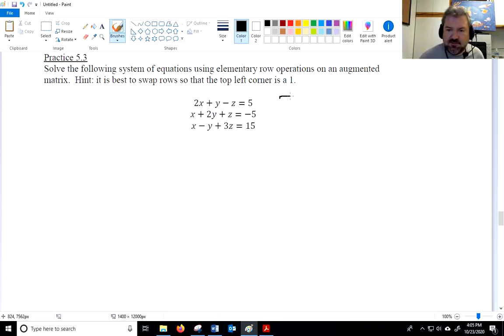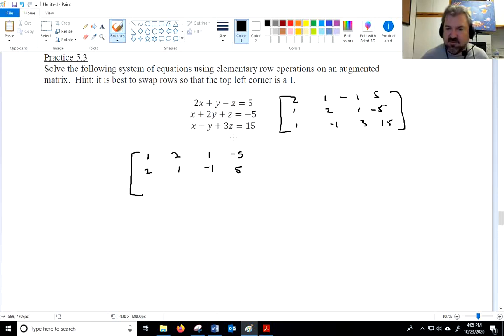So if we just start off right here, we have 2, 1, -1, 5. Then we've got 1, 2, 1, -5. And then we've got 1, -1, 3, 15. It would be best if we just kind of rearrange that. So I'm going to swap some rows here. 1, 2, 1, -5. And then this will be a 2, 1, -1, 5. All I'm doing is rewriting which equation's on top. It's totally legal to do. We are totally allowed to swap rows in a matrix.